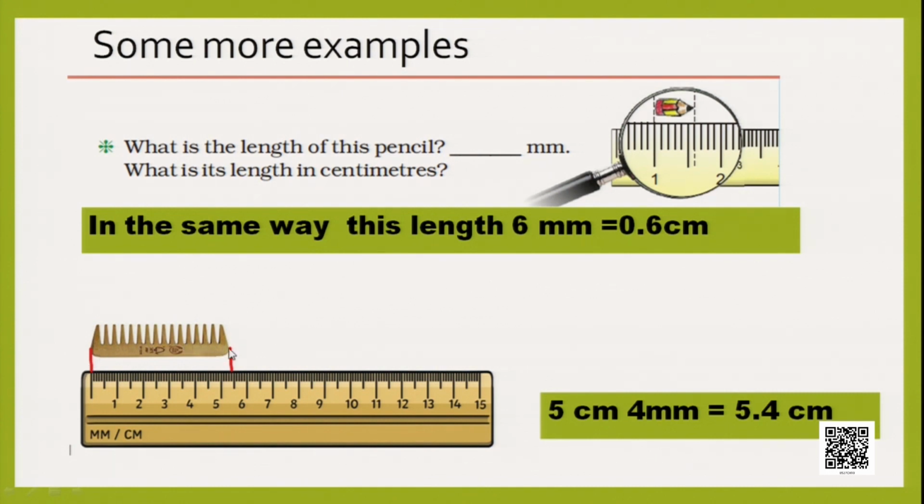Let's find out the length of this comb. Now you can see this comb is kept from the 0 marking and it is ending somewhere in between 5 and 6. So let's count the distance between 5 and 6. Let's see how many small lines there are. So 1, 2, 3, 4. So there are 4 small lines after 5. There is a marking here, 5.5. So 4 small lines. So total 5 centimeter and 4 millimeter.